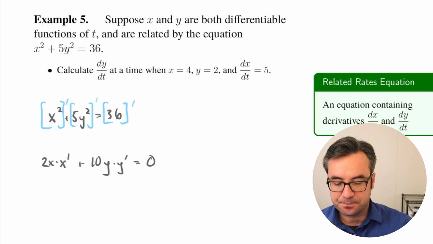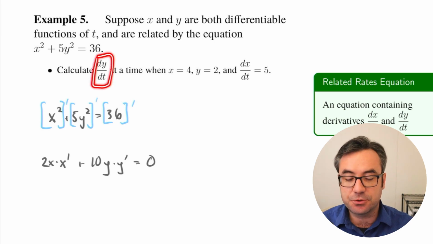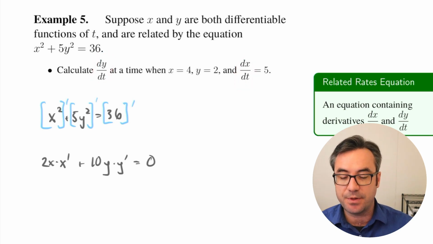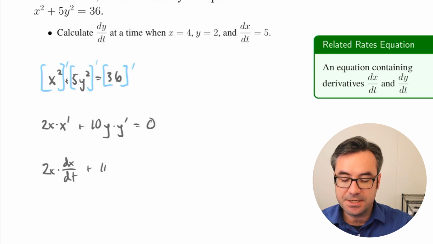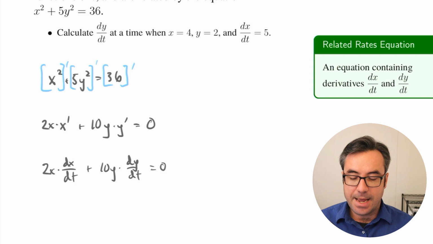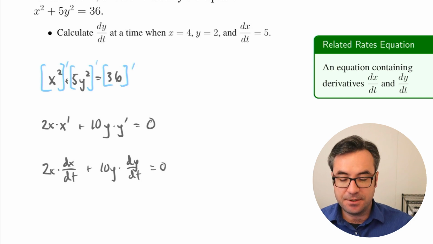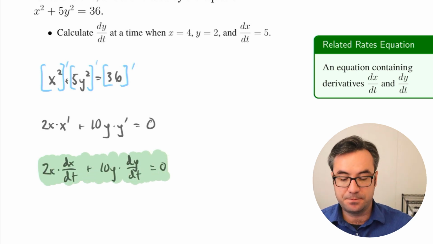And for the sake of having our notation match up, let's rewrite our x primes and y primes with the dx dt and dy dt. So we'll write this as 2x times dx dt, plus 10y times dy dt, and this will all be equal to 0. And so this equation here, we call this our related rates equation.